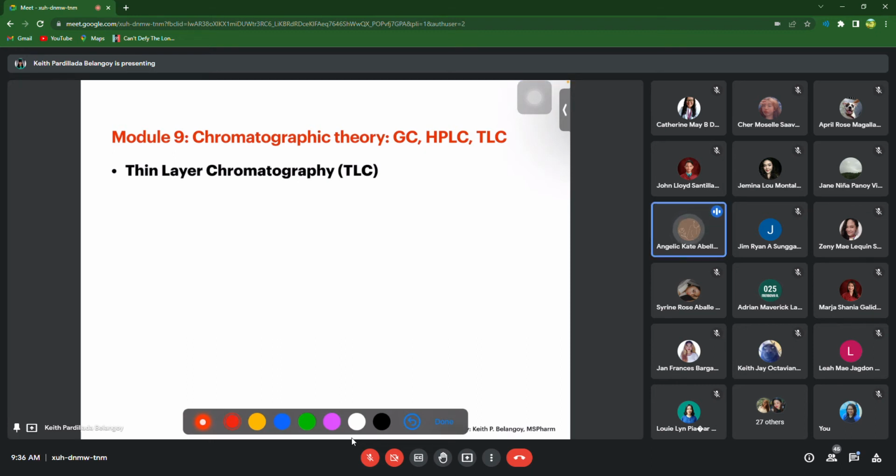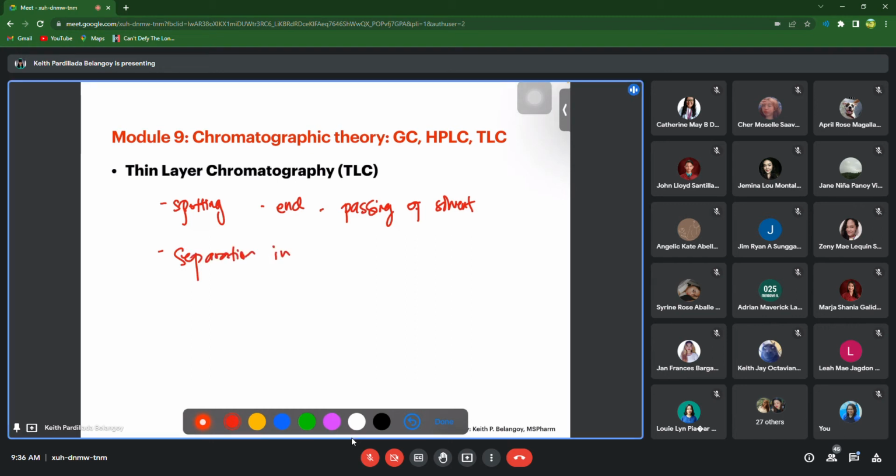Thin layer chromatography miss is a spotting of a sample of a mixture of components at one end of an adsorbent coated glass plate or other suitable support, followed by the passage of a solvent through an adsorbent for the purpose of separating the components of a sample po. Or it is an affinity-based method used to separate compounds in a mixture. Separation in a mixture.